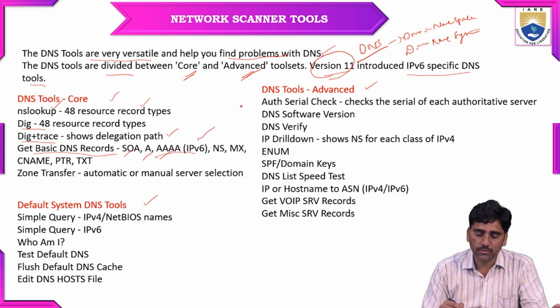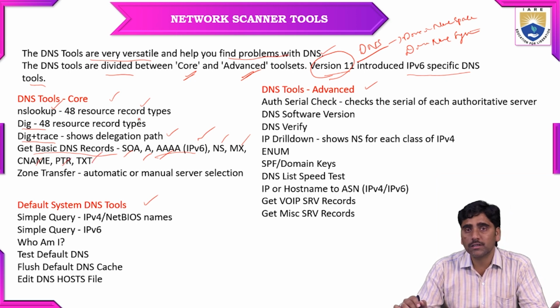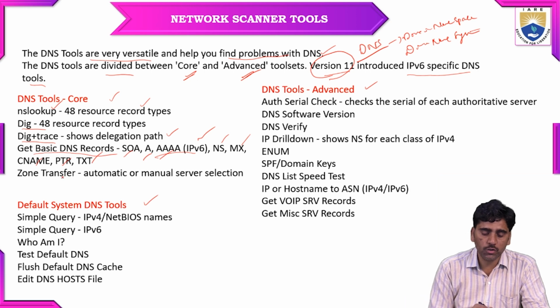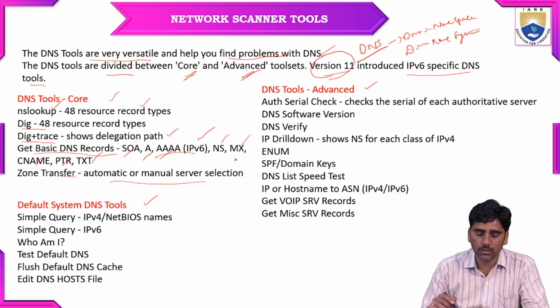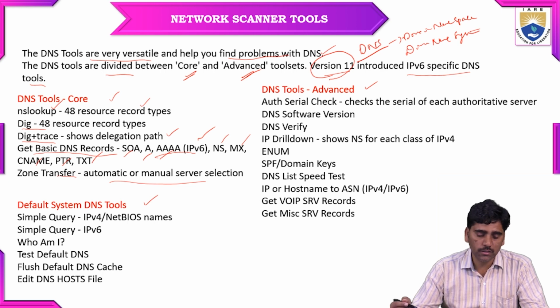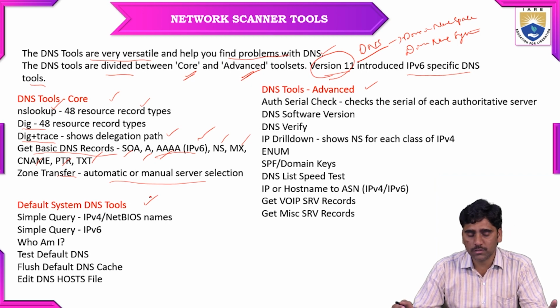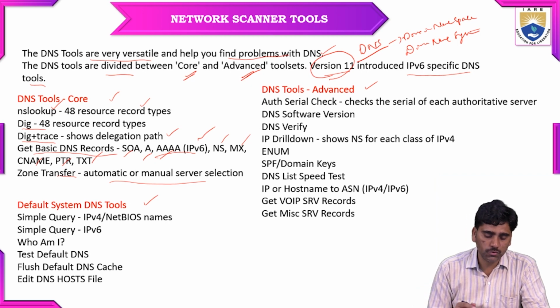IPv6. NS, MX, CNAME, PTR, TXT. These are all some basic DNS records. And zone transfer also. Automatic or manual server selection. Based on the automatic or manual server selection, zone transfer is also applicable. And these are the default DNS system tools.